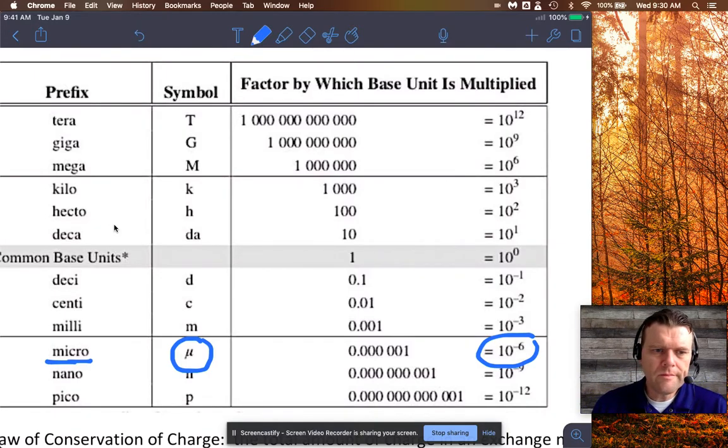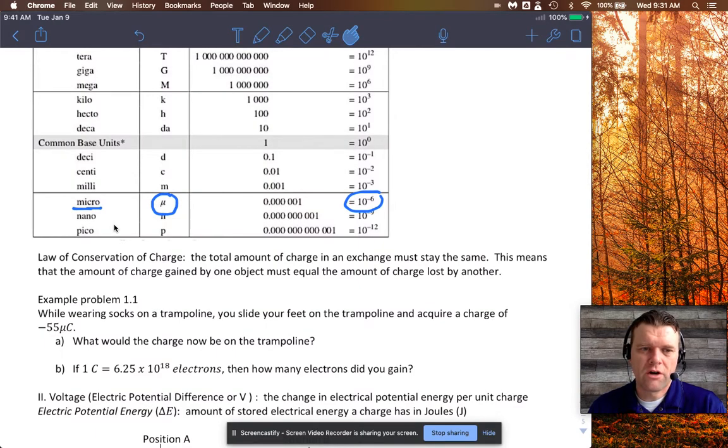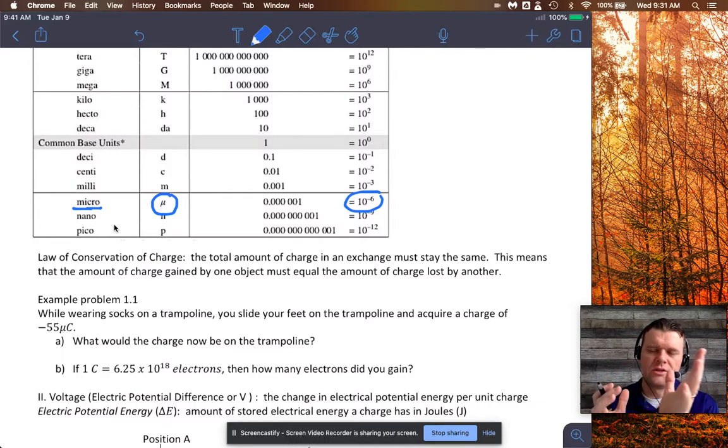It's actually a common one when we're dealing with charge, because electrical charge is typically measured in really small amounts. What we should know about electric charge is that the total amount of charge needs to stay the same if you are generating it, okay? So if you rub two objects together, the amount of charge that one object picks up has to equal the amount of charge that the other one lost. So we are not losing or gaining any total charge, if that makes sense.